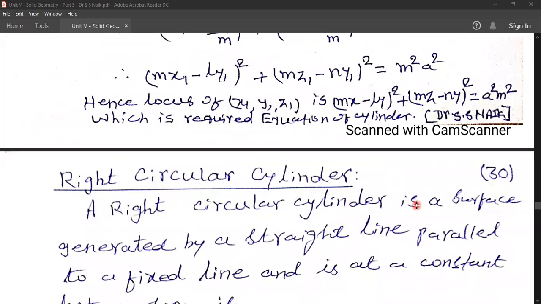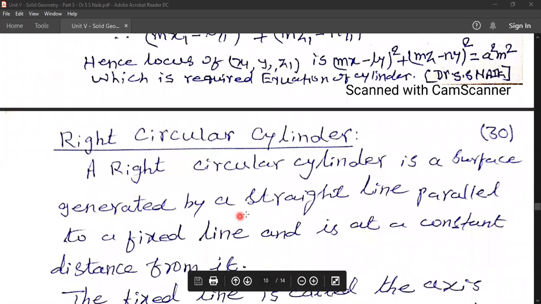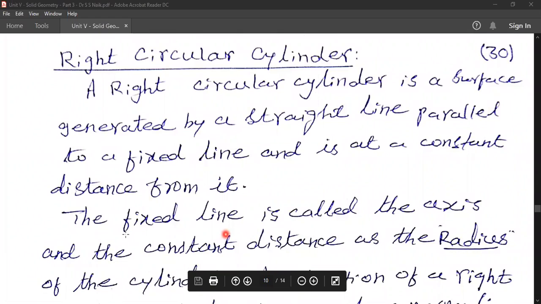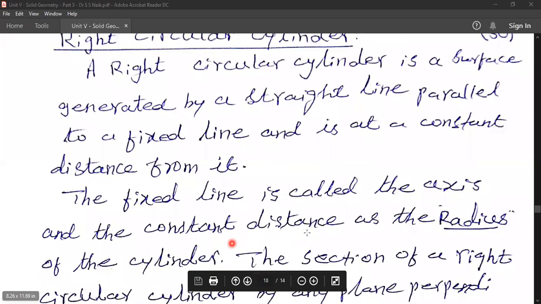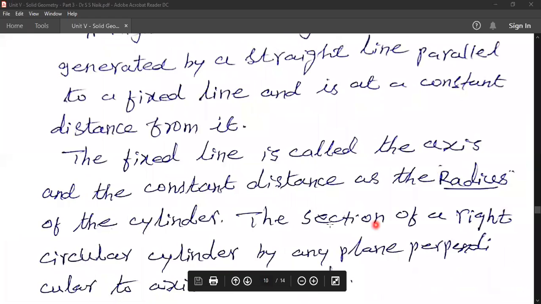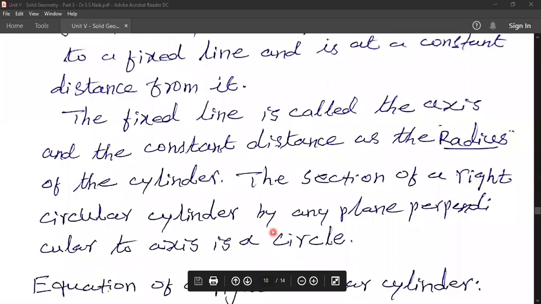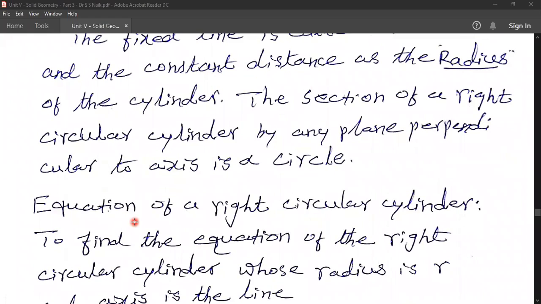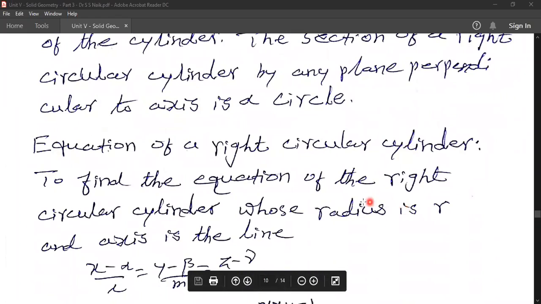A right circular cylinder is a surface generated by a straight line parallel to a fixed line and at a constant distance from it. The fixed line is called the axis, the constant distance is called the radius of the cylinder, and the section of a right circular cylinder by any plane perpendicular to the axis is a circle. So we want to find the equation of a right circular cylinder. Now how to find it?